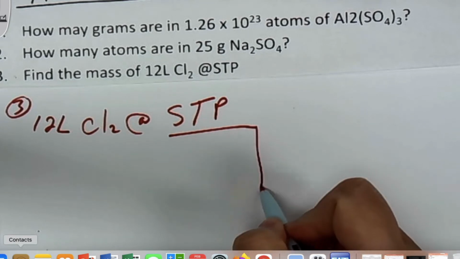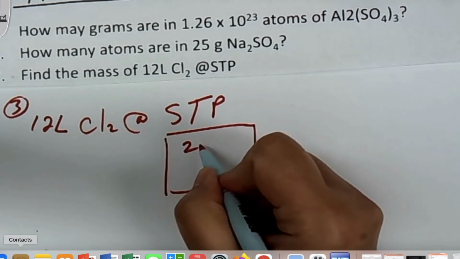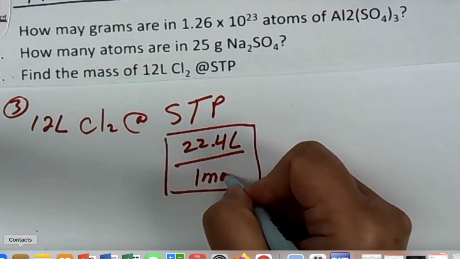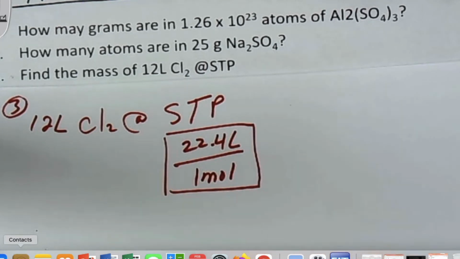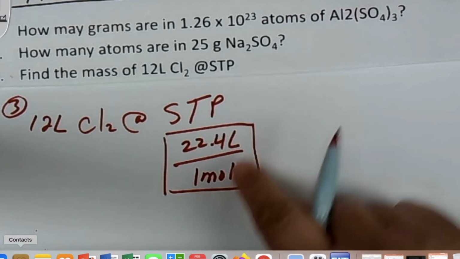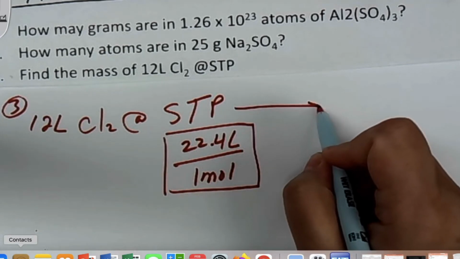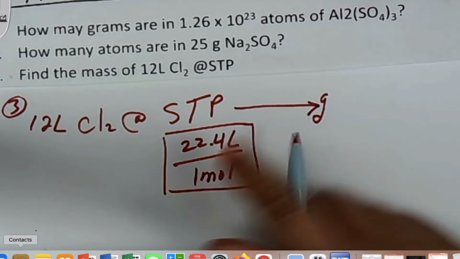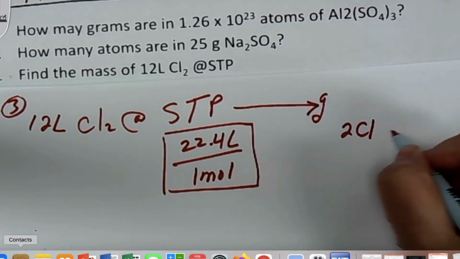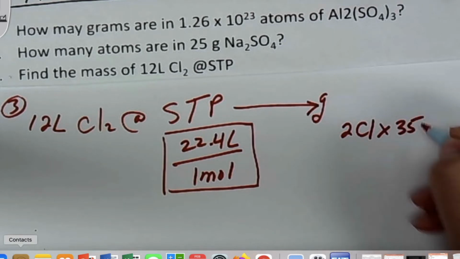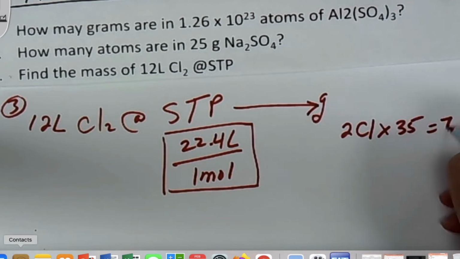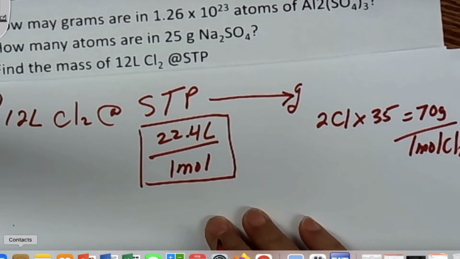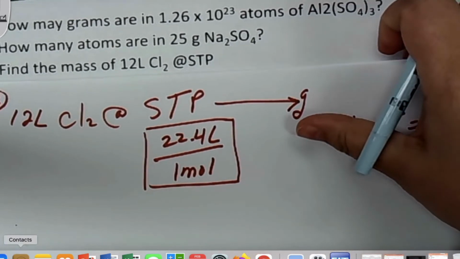Now right away at STP, 22.4 liters comes to mind per 1 mole, so the molar volume. And then we want to go to mass, which is grams, so we find the molar mass. There are 2 chlorines. Each chlorine is 35 right off the periodic table. So that's 70 grams per 1 mole of Cl2. And then we're ready to plug in the values.